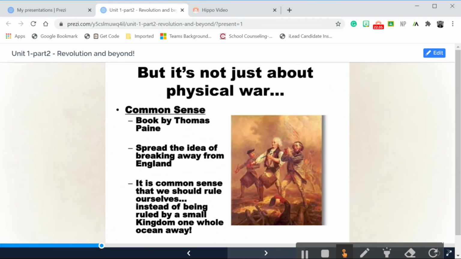Thomas Paine writes Common Sense, which really spreads the idea of breaking away from Great Britain. Like, why are we still following him? It's common sense that we live across the ocean, also known as the pond, the Atlantic Ocean, from Great Britain.